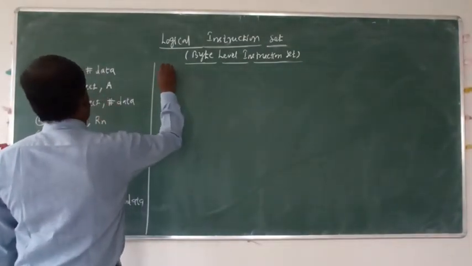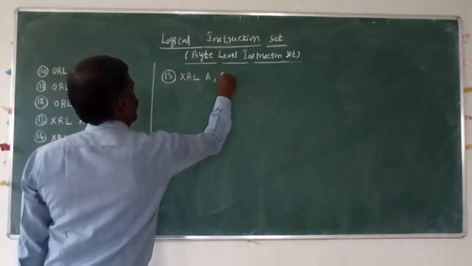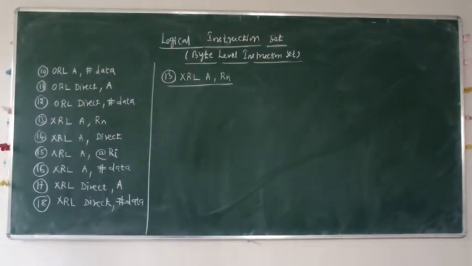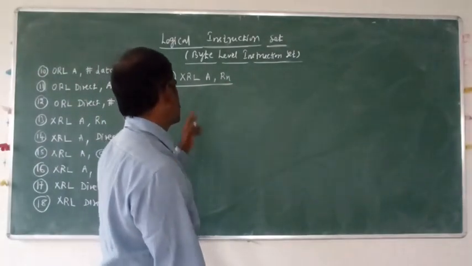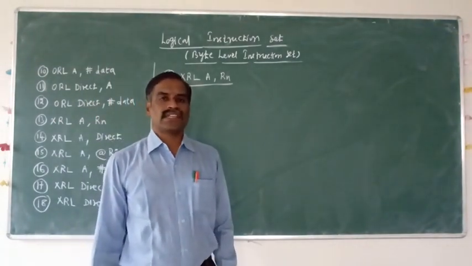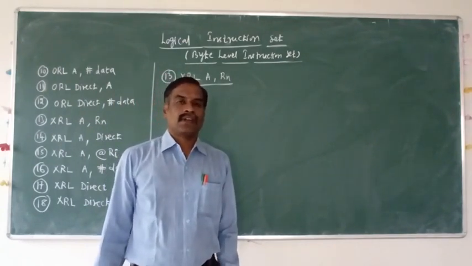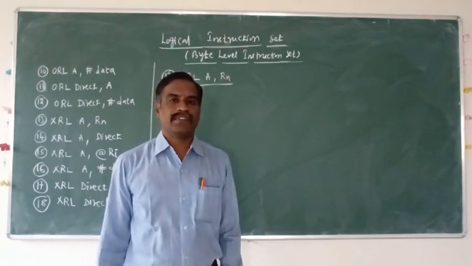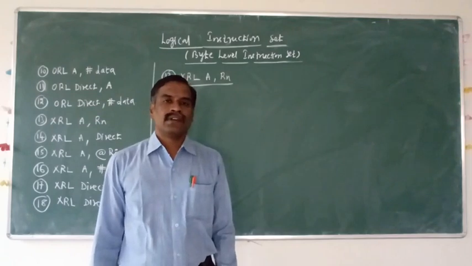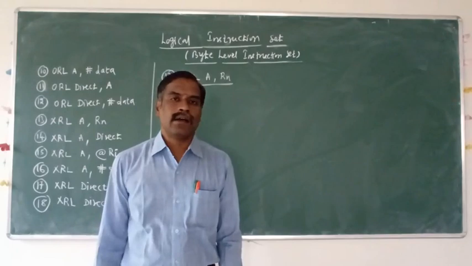The 13th instruction is XRL A, Rn. XRL means exclusive OR. First, we have to know the operation of exclusive OR. When both inputs are the same, the output is low, and when the inputs are different, the output is high state.